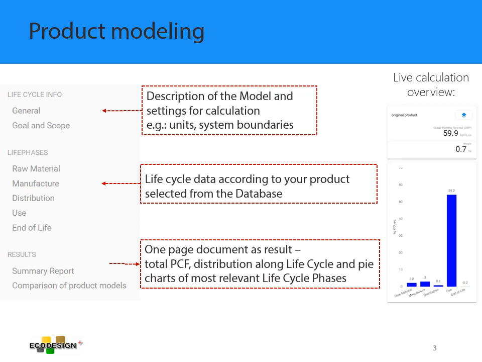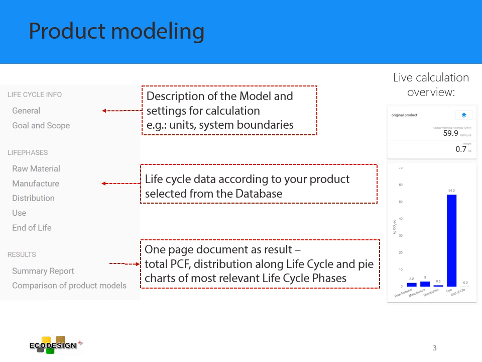The first section, Life Cycle Info, features a general page that allows to enter a description of the model and settings for the calculation, like units and system boundaries, and a page to define the goal and scope of the analysis. In the section Life Phases, there's a page for each of the 5 life cycle phases that allows to enter life cycle data of your product. We will have a more detailed look into these pages on the following slides.